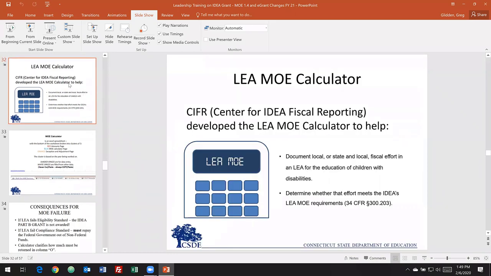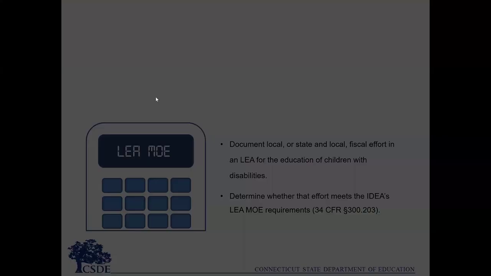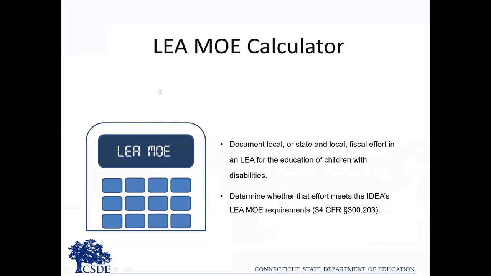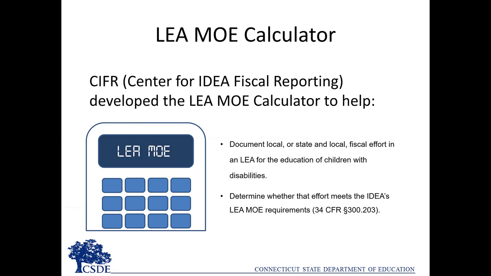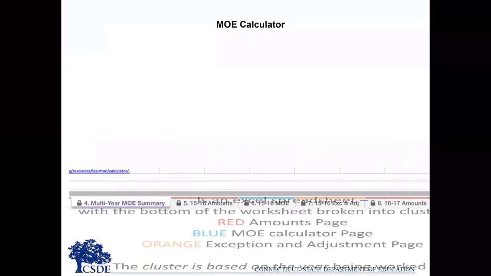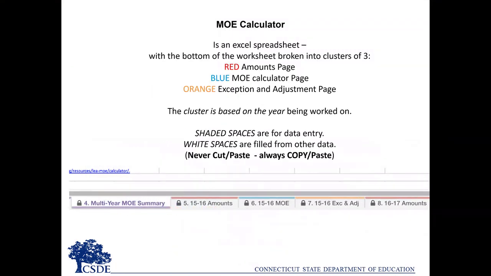So let's look at MOE. Now, the MOE calculator is a tool for you as a district to use, and we're requiring it to be part of the application so that we have a standard way by which everybody is doing this. It was made by the Center for IDEA Fiscal Reporting, and they worked with Connecticut to have this in place for us. The MOE calculator is an Excel spreadsheet.